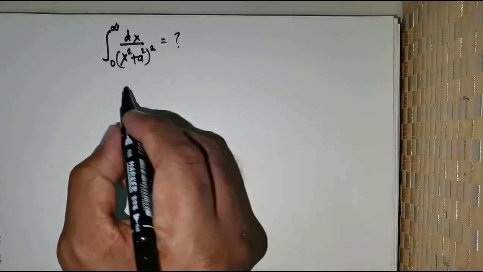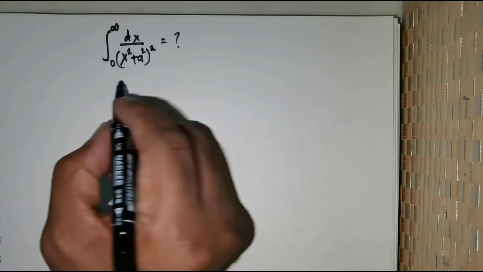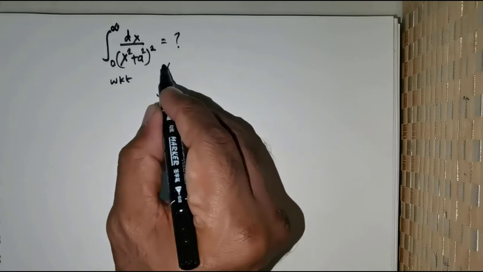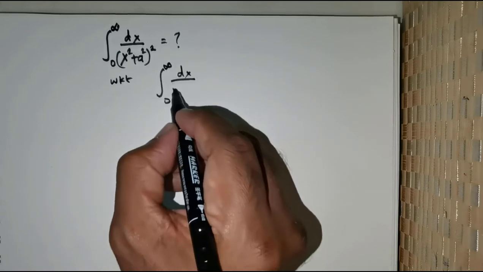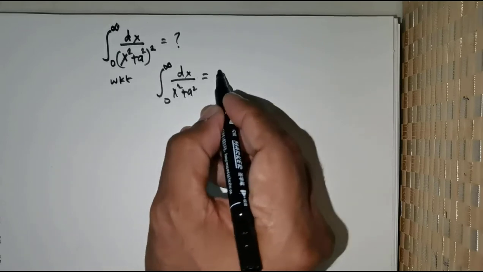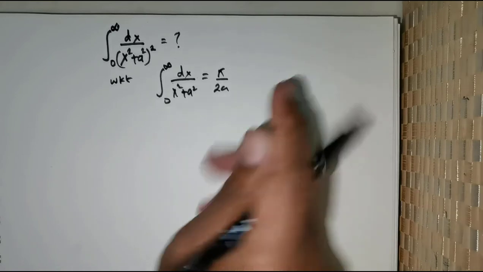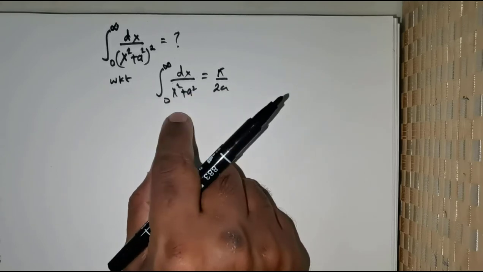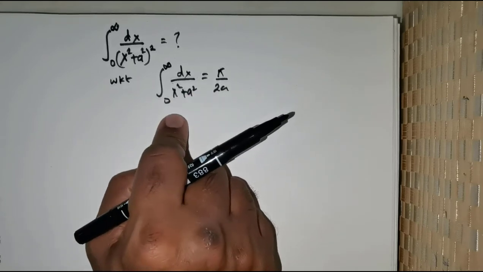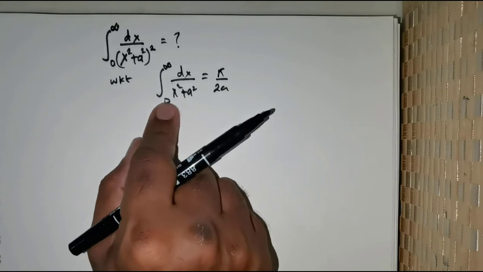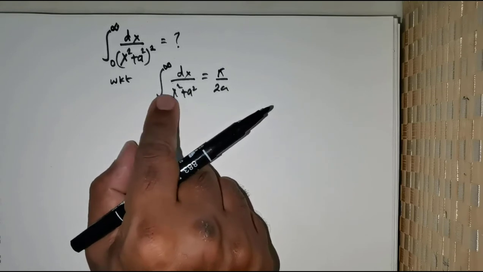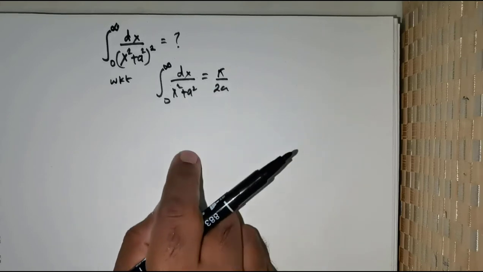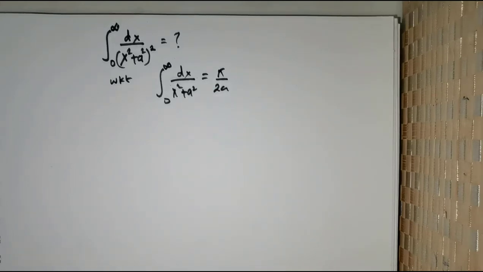Now what I wish to do is use the following result. We already know that the integral from 0 to infinity of dx over x squared plus a squared is equal to pi over 2a. In fact, it is straightforward integration: we simplify using elementary functions, and upon substituting the limits we get the value pi over 2a. That is the simple understanding.